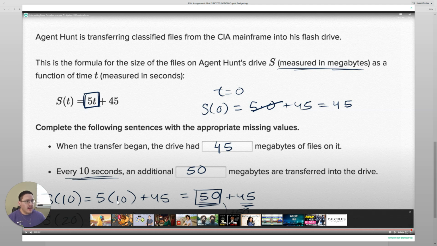And then 50 plus 45 is a total of 90. In this problem, it says an additional what megabytes are transferred into the drive. We don't care about the 45 in this problem. We care about what additionally gets applied to the 45, which is 50 in this case.